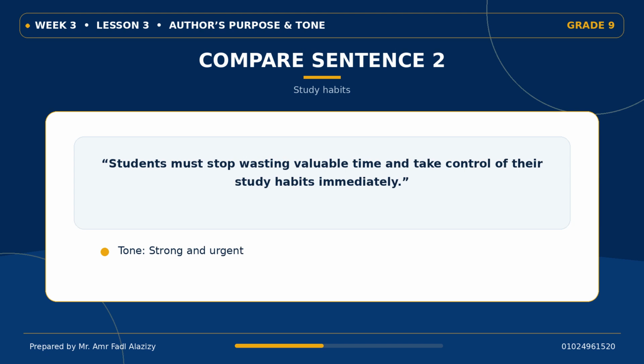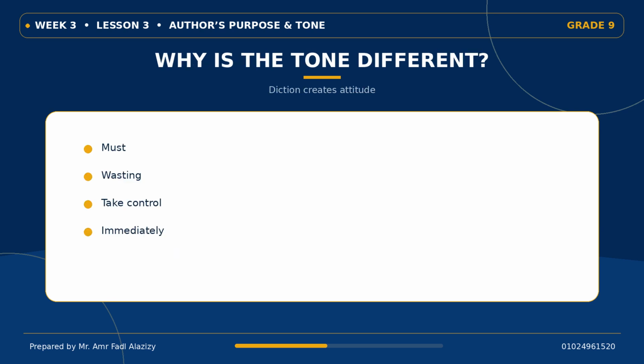The topic is the same. Both sentences discuss study habits. But the tone is different because of the words must, wasting, take control, and immediately. These words create a stronger and more urgent tone.